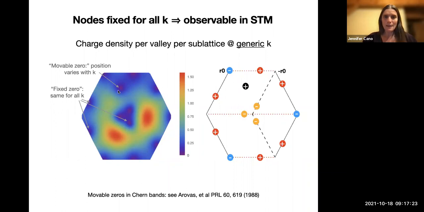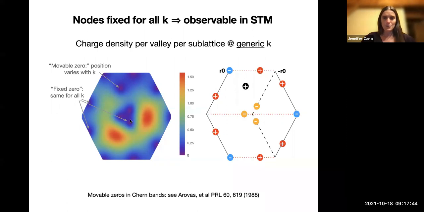And so what happens if you scan across all the different K points is that this node moves all over the place. At each K, it's located at a different R. And that's a generic feature of a Chern band. It has a zero, which will scan the entire real space as you vary the wave vector K, but all of the other nodes are completely fixed.